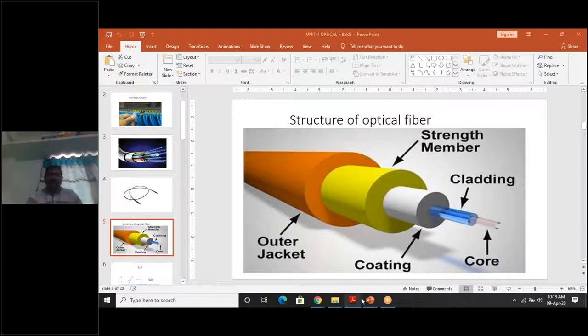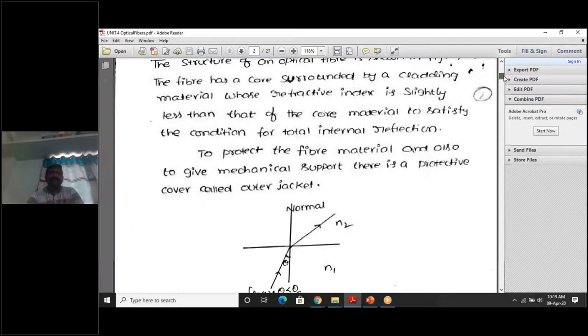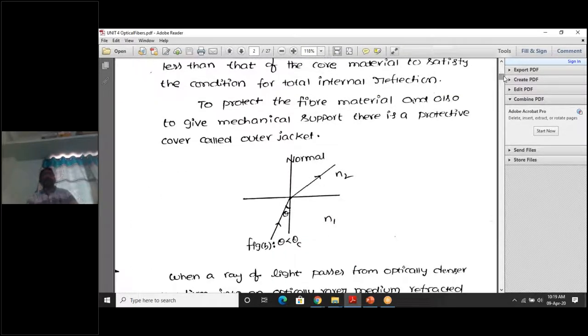So what is the principle behind that? This is the basic part. This is the core, this is the cladding, and this is the protective jacket. This is about the structure of an optical fiber. Sir, what is the principle behind the working of optical fiber? Total internal reflection. Total internal reflection is the principle behind the working of optical fiber.